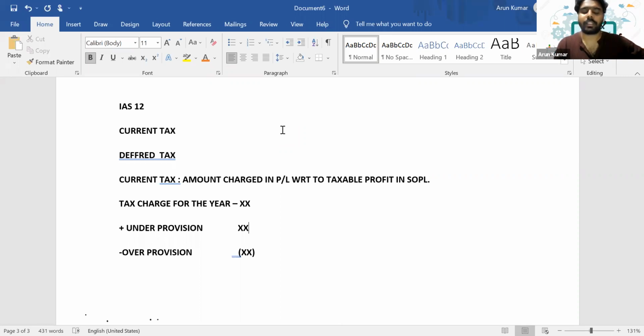Is it clear? That is known as under provision because we provided a lower amount last year, so we have to provide an additional expense right now. Is it clear, everyone? Then what about over provision? Over provision means last year we created a higher provision for tax, but in the current year we came to know that the tax expense is lower than what we expected. The amount agreed with the tax authority is lower than what we actually expected.